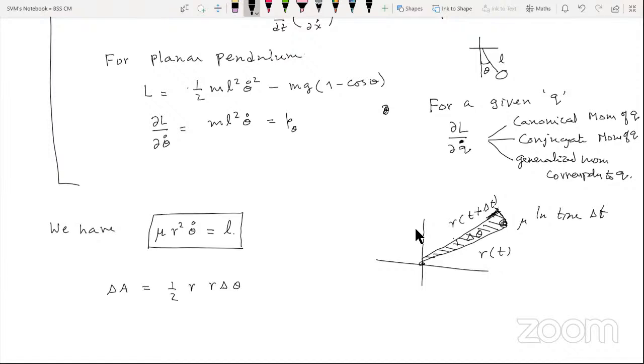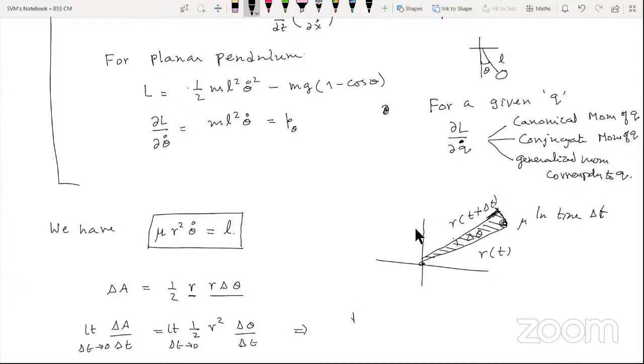Correct? So that is what it is. This is like base and this is like height, and these two sides are the same. That's what I'm assuming, because R is very, very large. There is no difference between them. So if I ask what is the areal velocity, delta A by delta T, and of course take the limit delta T tending to 0, that will be equal to half R square into delta theta by delta T, in the limit delta T tending to 0.